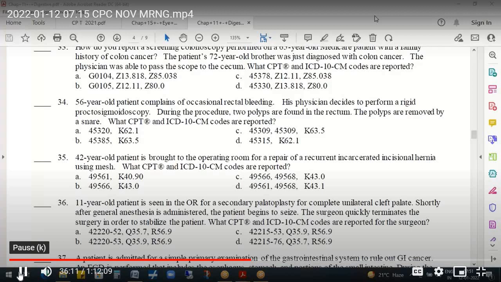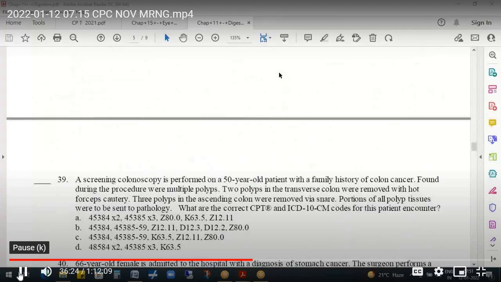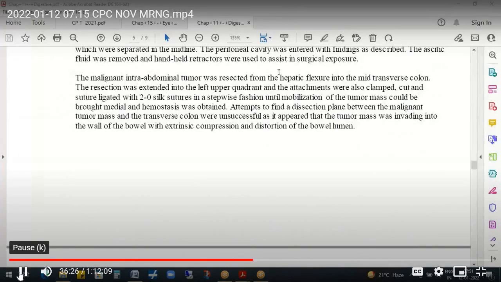Everyone in the class? Any doubts? Okay, this is the way we need to do. Now, just listen to one more concept here in scopies.